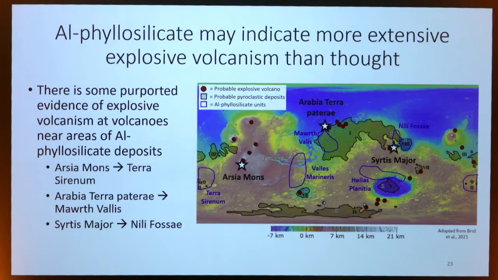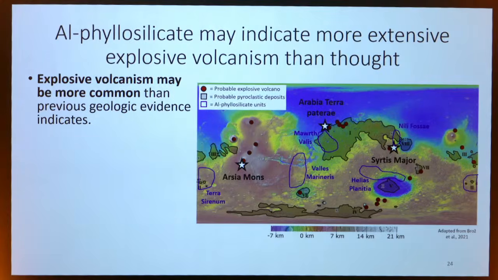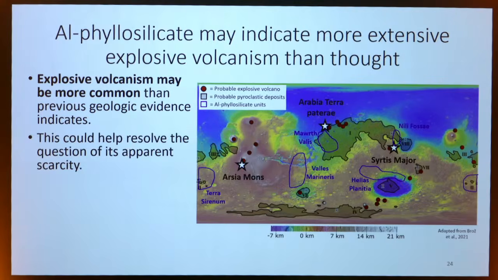And you can see Arsia Mons, which is the proposed source of ash in Terra Sirenum. Patera and Arabia Terra could potentially source Marthalis, and Syrtis Major could be a potential source for Nili Fossae. If these aluminum phyllosilicates did form from volcanic ashes, then it suggests that explosive volcanism may be more common than previous geologic evidence indicates. And this could help resolve the question of its apparent scarcity.